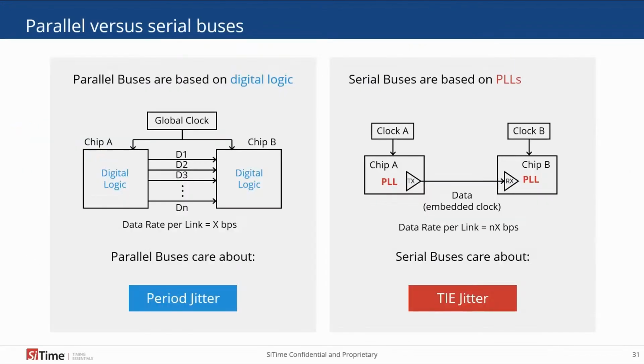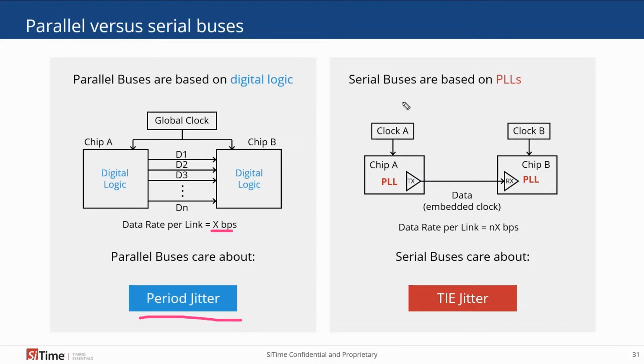I guess we can divide the world of buses into parallel buses and serial buses. Parallel buses take a clock and distribute it to either end of the link, and they time data onto the link using synchronous logic. So if each link has x bits per second and there's n links, then the total throughput is n times x bits per second. Because the data is timed using synchronous logic, and synchronous logic requires setup and hold time equations that use period jitter, then period jitter is critical for parallel buses.